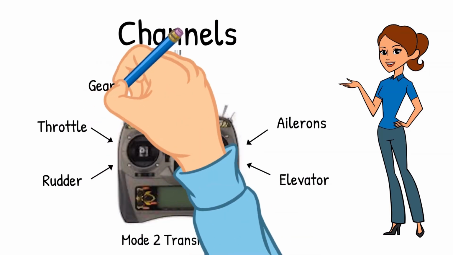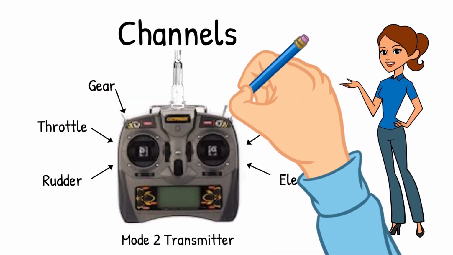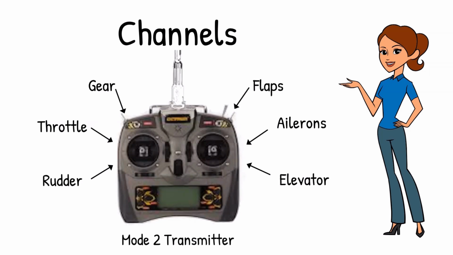4-channel radios used to be considered the minimum number of channels you'd want to consider. More recently, that's changed. A 6-channel radio controls the same functions as the 4-channel transmitter, plus gear and flaps, or perhaps an onboard stabilizer. With the cost of transmitters coming down, 6-channel transmitters are now considered the minimum.